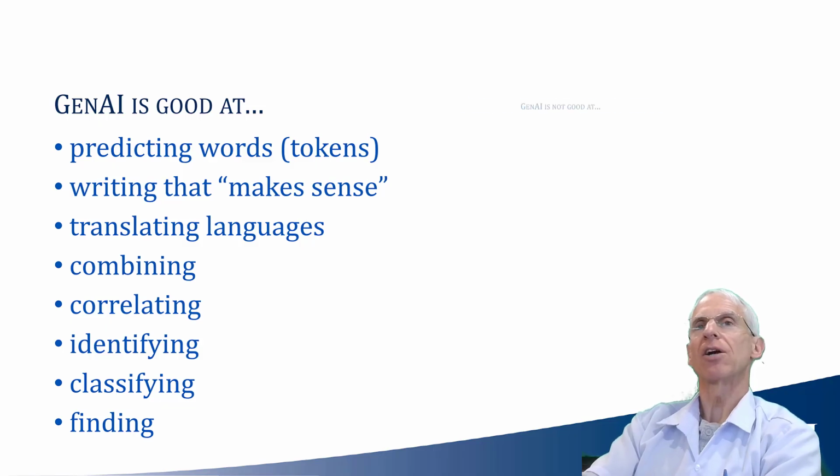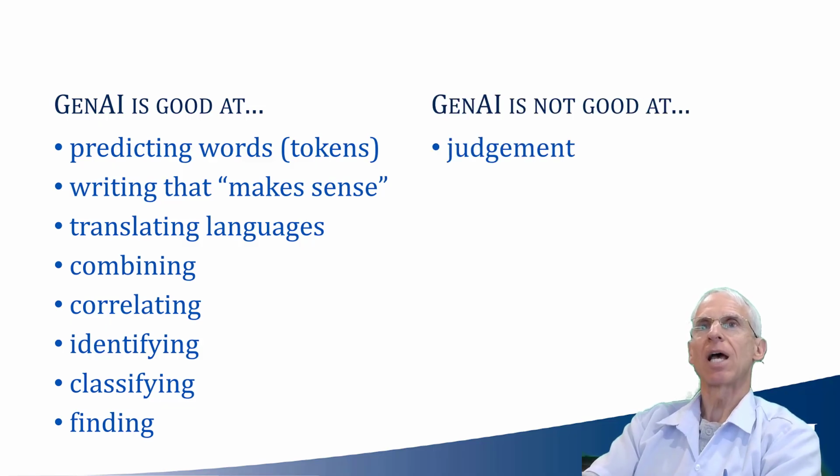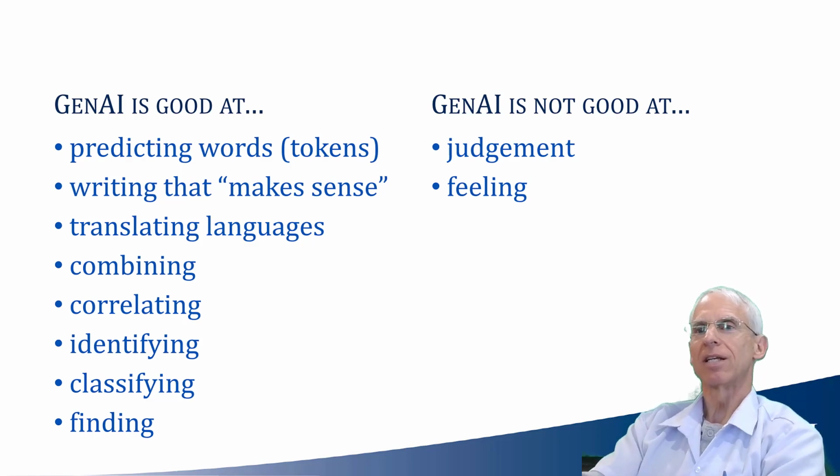There are some things they're not good at. For example, they actually don't have the best judgment. They can produce writing that makes sense, but not necessarily the best judgment that we would think of in a human consciousness sense. They're not good at feeling. They can synthesize feelings. I've actually in my research been able to demonstrate that they can synthesize feelings in ways that seem very human-like, but they don't really have the feelings, even though they may synthesize them.